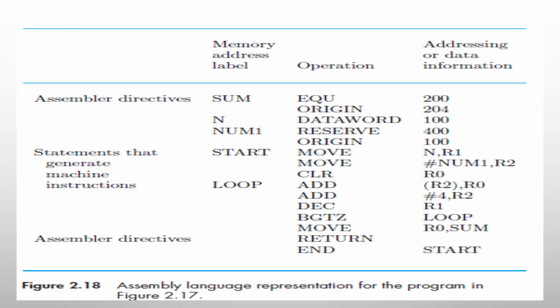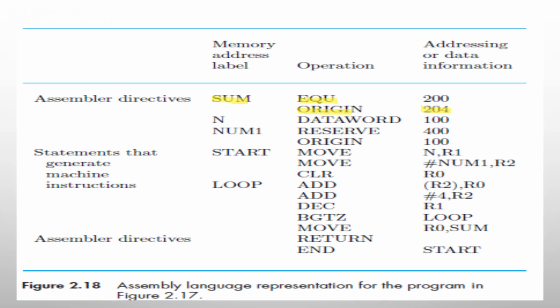Here we can consider different assembler directives like EQU, which is used to equate the value 200 to the parameter sum. Next is origin, which tells the assembler the starting address of the memory area to place the data block. So you can start placing the data from 204 onwards. The location specified in the program is 204.